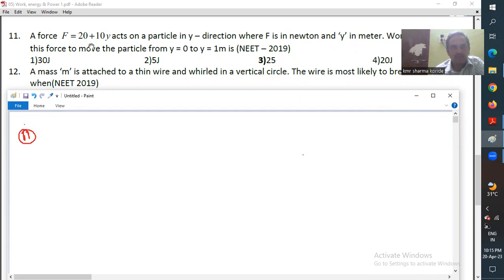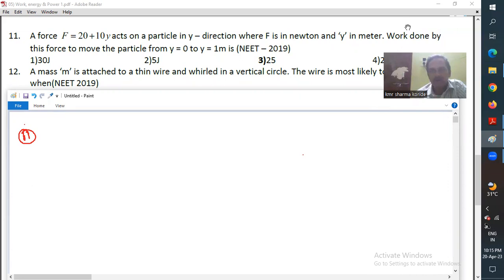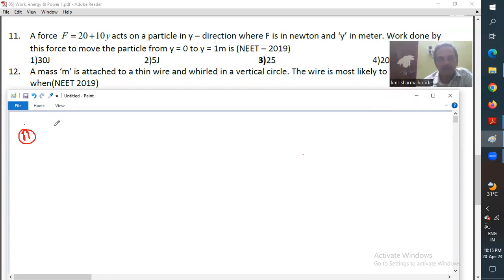A force F is equal to 20 plus 10y acts on a particle in y direction, where F is in Newton and y is in meters. Work done by this force to move the particle from y is equal to 0 to y is equal to 1. I think you remember that whenever force is variable over a given distance, we go with integration. Since they mentioned y, better to write F dy with integration limits 0 to 1 meter.